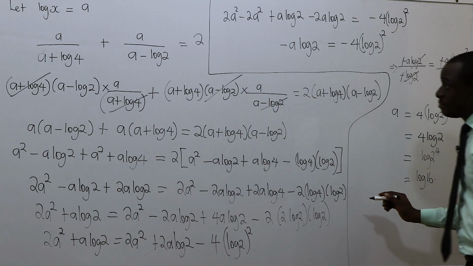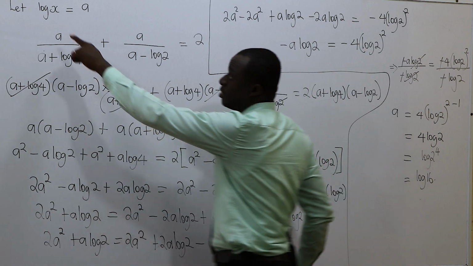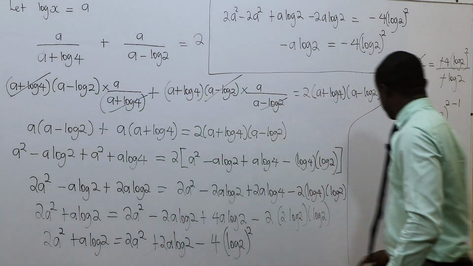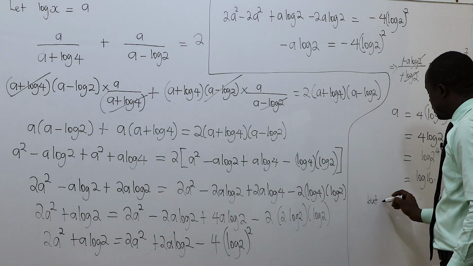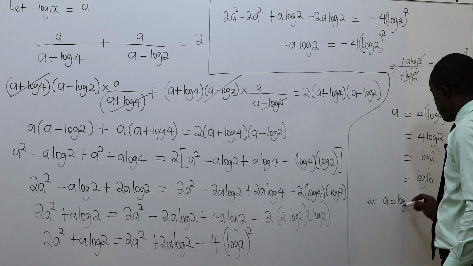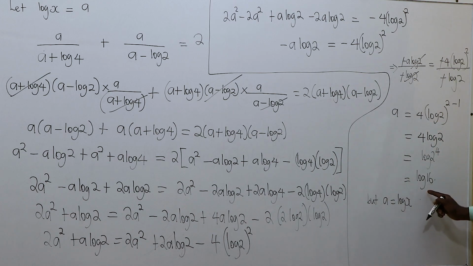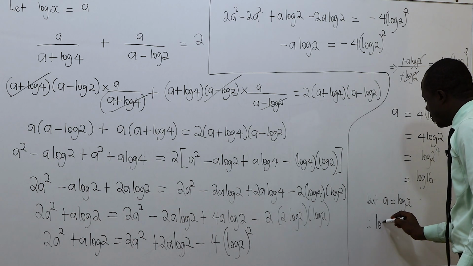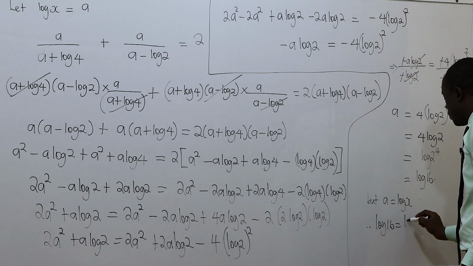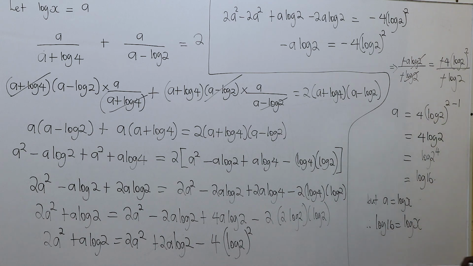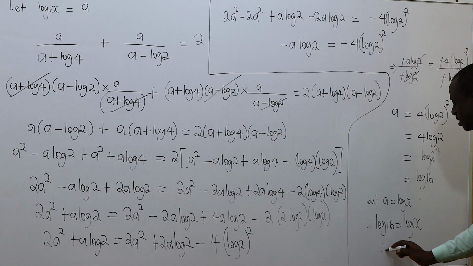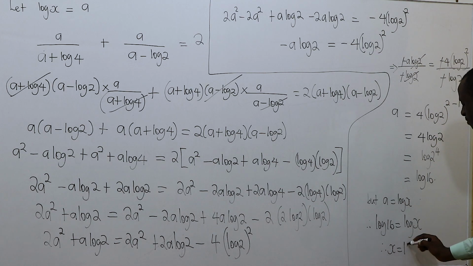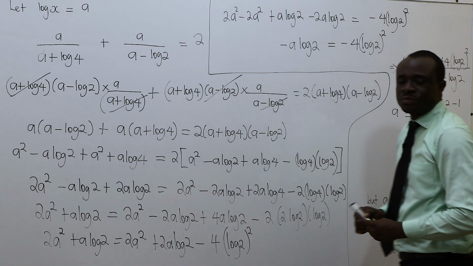But we said, look here, what did we see? Log x is equal to a. But a is equal to log 16. So we have log 16 equal to log x. We want to find x. Therefore, x is basically 16. So x is equal to 16.